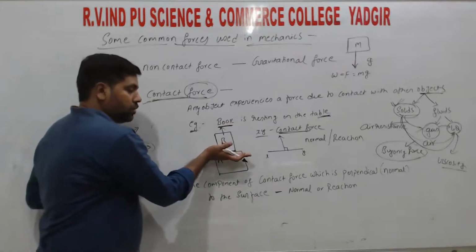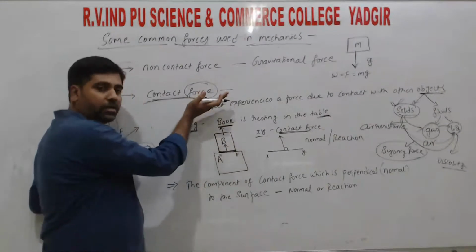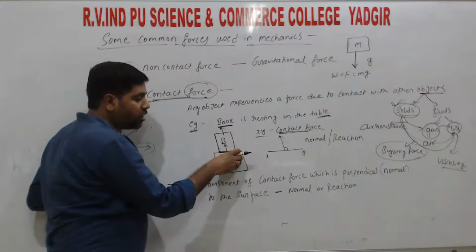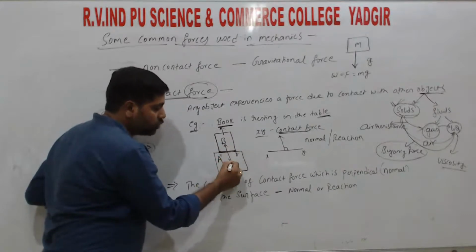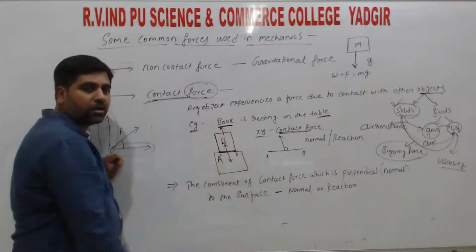Either the force which is acting on A due to B should be in the upward direction, or the force acting on B due to A should be in the downward direction. So it may be in the upward direction or it may be in the downward direction.